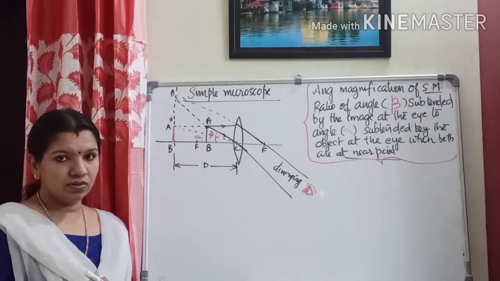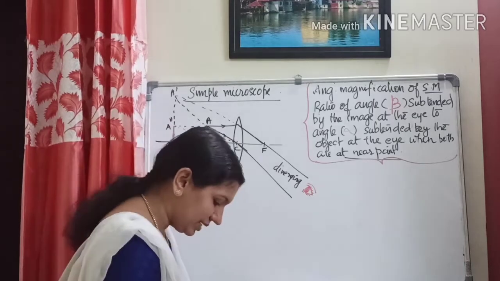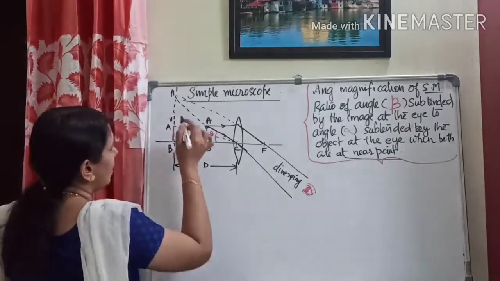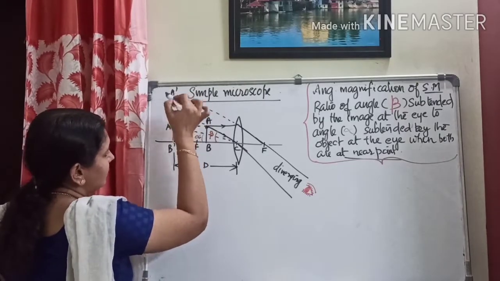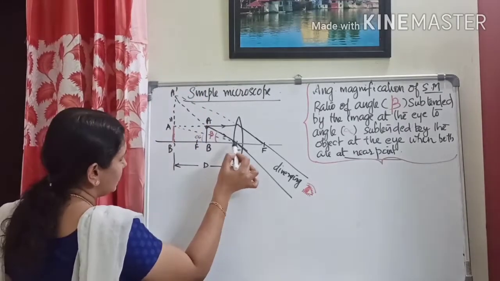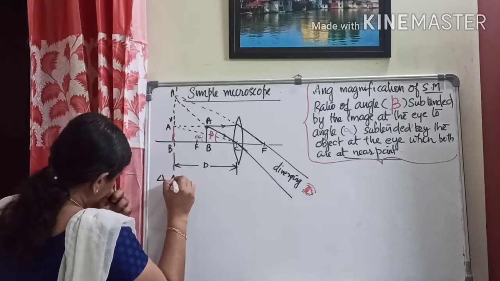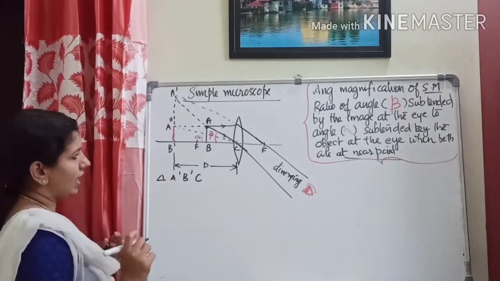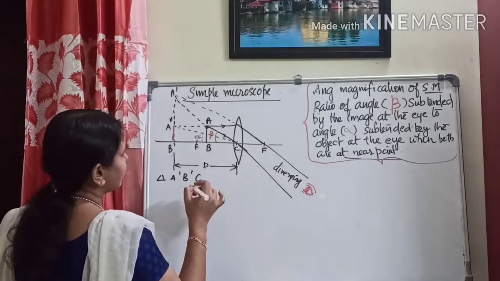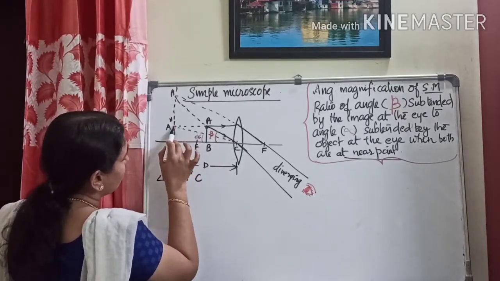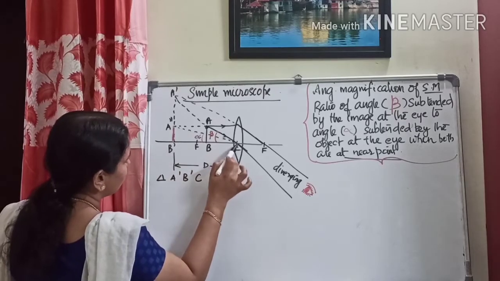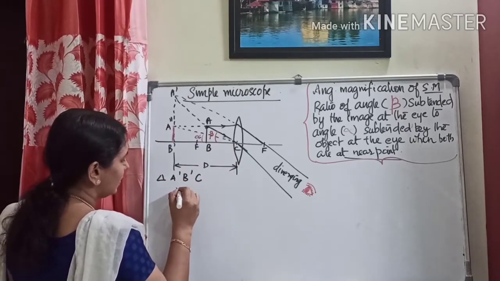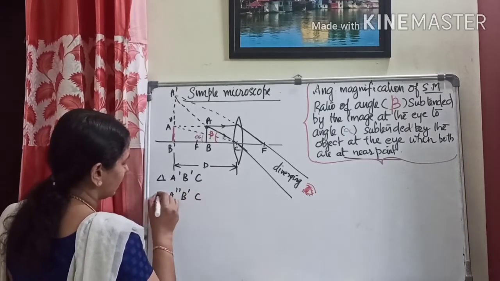Clear? Now you can consider two triangles here. First triangle is, listen carefully, okay. First triangle is A dash, B dash, C. So triangle A dash, B dash, C. That is the first triangle. Now the second one is, listen, A double dash, B dash, C. This is the triangle, okay. A double dash, B dash, C.